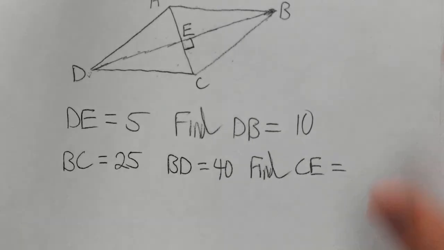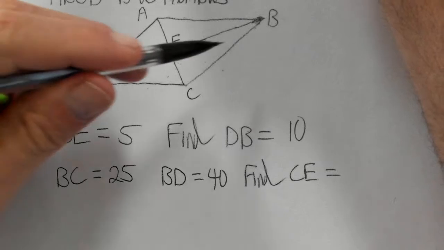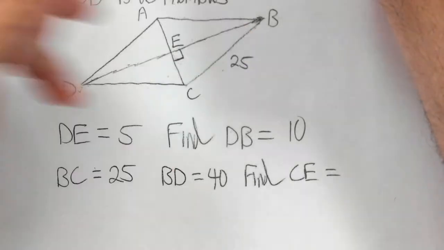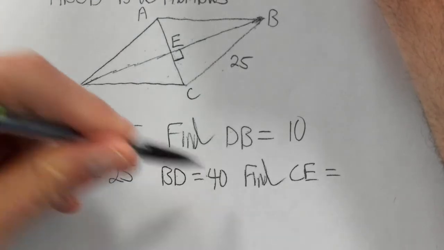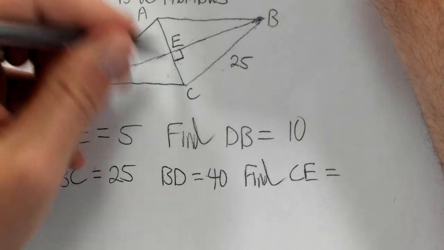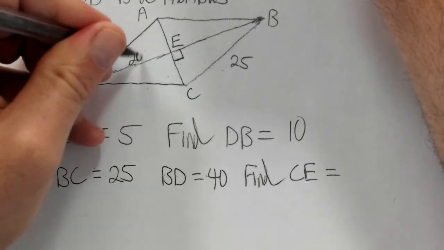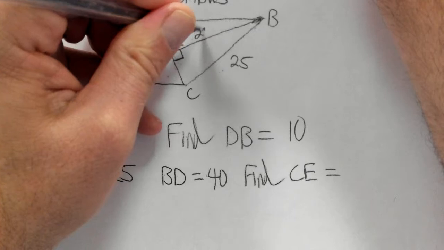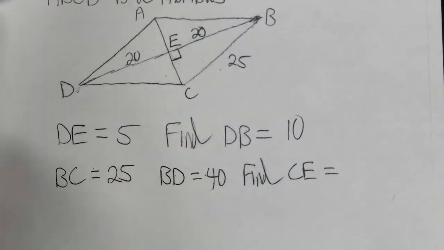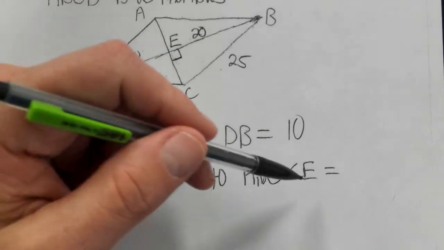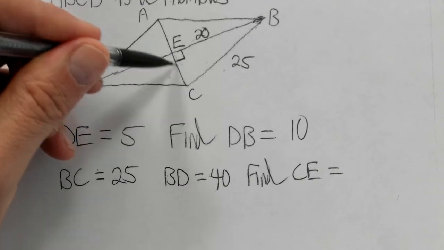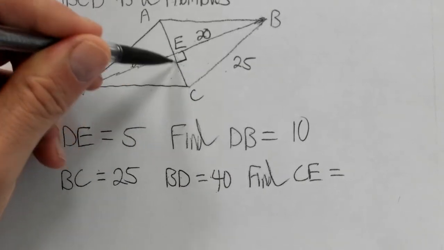What about the next one, though? Let's say that BC is 25. They give us that, so we'll go ahead and mark it on our drawing. BD is 40. Now BD is this full diagonal. So instead of writing a 40, remember the diagonals get cut in half. So I'm going to put 20 on this side, 20 on that side, and then altogether the 20 plus the 20 will give us the 40. So what are we looking for? We are looking for CE. This segment is the one that we're actually looking for right here.